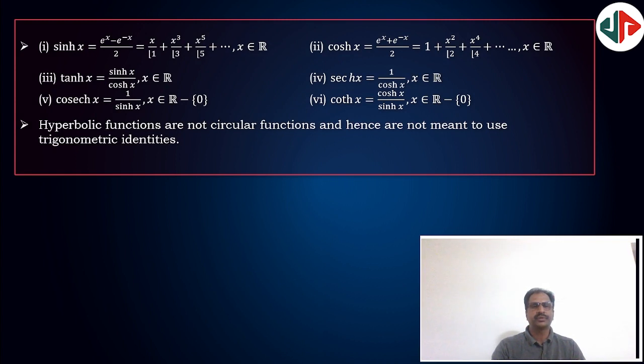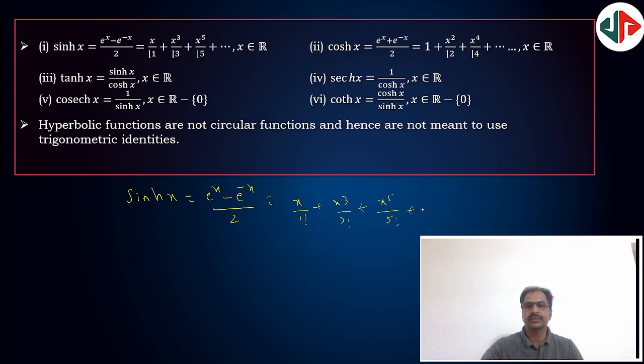Next, the hyperbolic function sin hx. H stands for hyperbolic. It is not a constant like sin 2x. Sin hx is defined as e power x minus e power minus x by 2, where x is any real number. And we know the expansions of e power x and e power minus x as we discussed just now. If you subtract those expansions and divide by 2, then you get x by 1 factorial plus x cube by 3 factorial plus x power 5 by 5 factorial and so on.